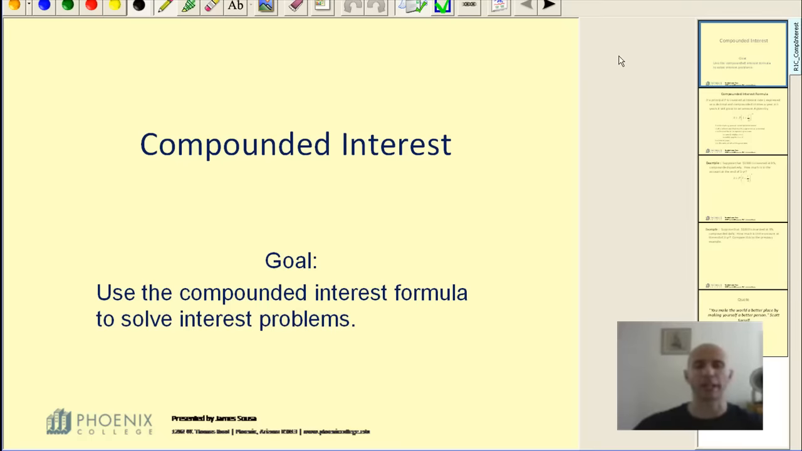Most of us have either a checking or savings account that pays some form of interest. Most banks use a formula called compounded interest to calculate the interest they pay you each month. This video will address how you use compounded interest to solve interest problems.